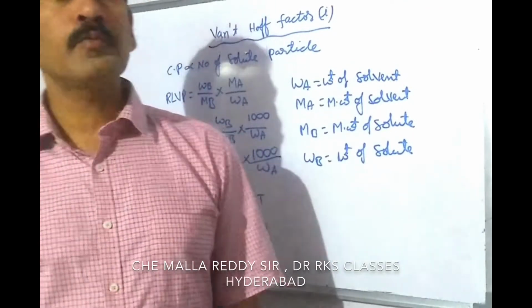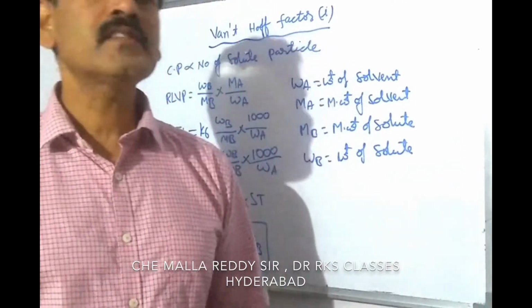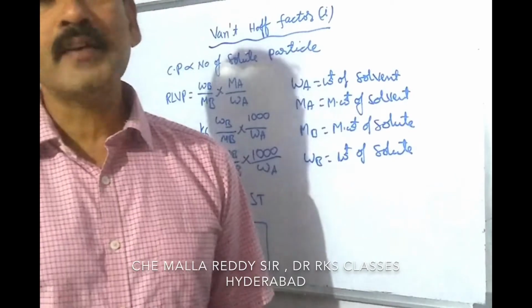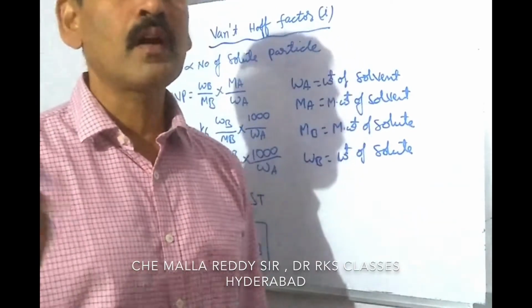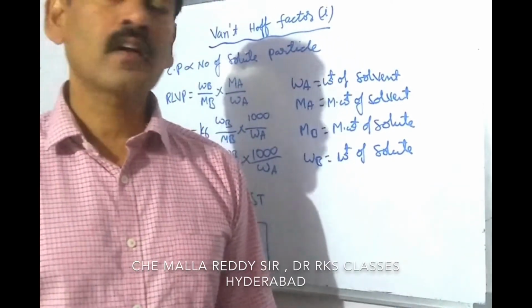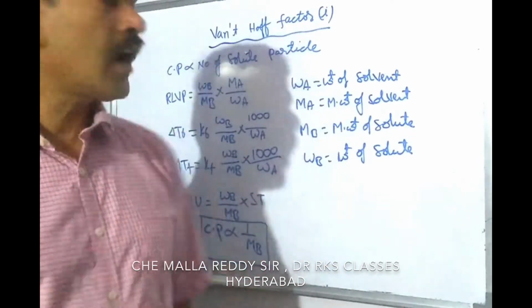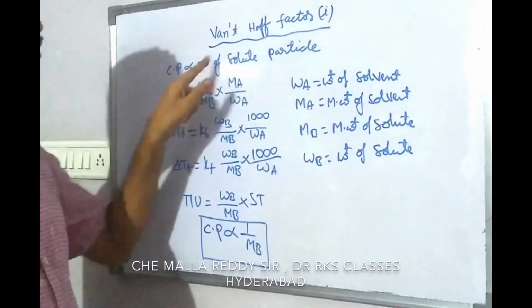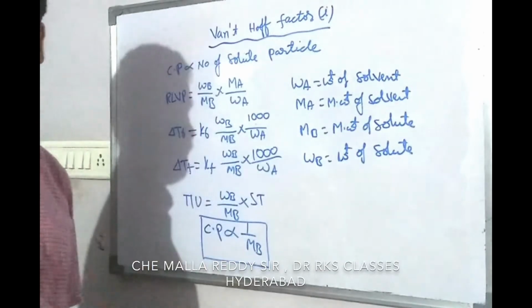Before the Van't Hoff factor concept, we need the colligative properties concept. What are colligative properties? The properties of dilute solutions which depend on the number of solute particles but not the nature of the solute are called colligative properties. The colligative properties are directly proportional to the number of solute particles only.